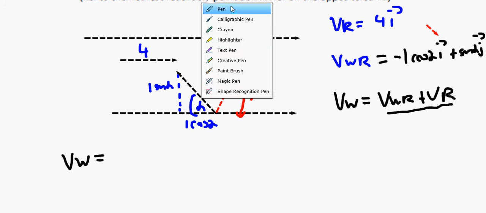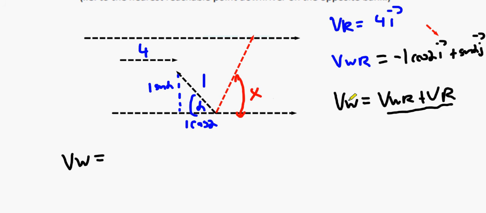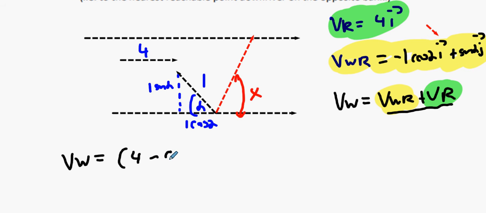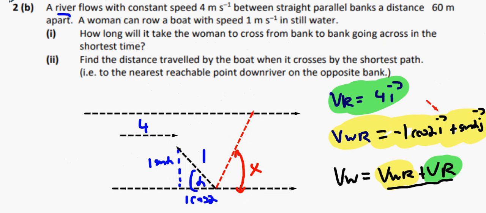So, we're adding the river to this part here. Two of them are getting added together. So, what we're going to get is velocity of the woman is actually 4 minus cos. Yes? Just the first part, the shortest time, not the... Oh, is the shortest time, and the second part is? The second part is what you're doing.